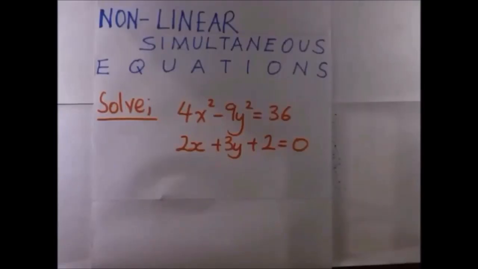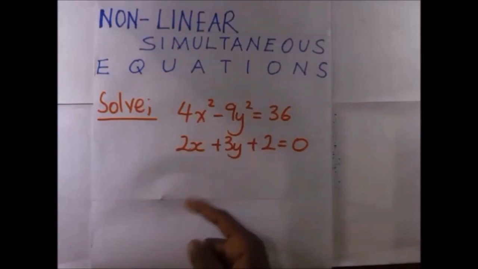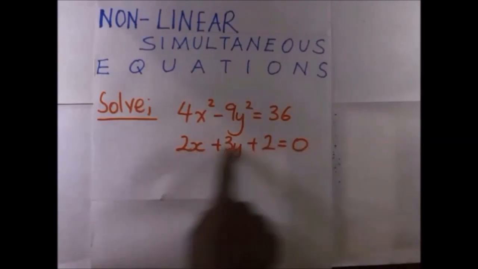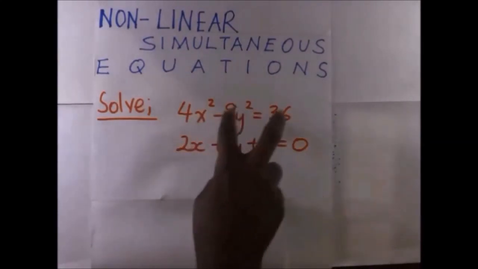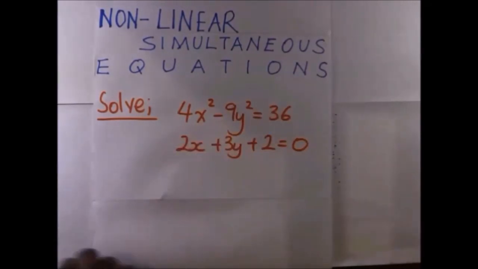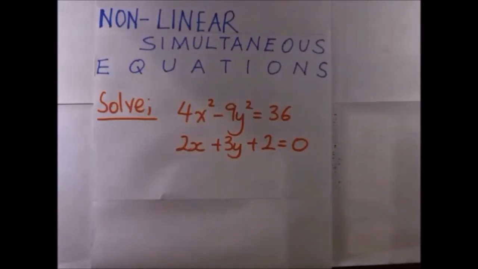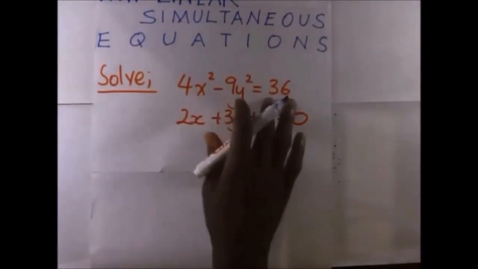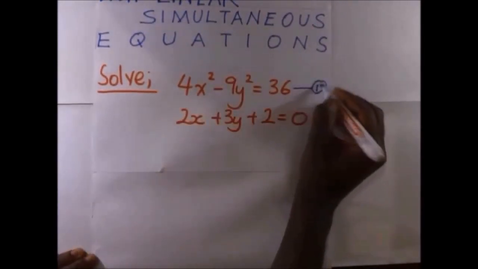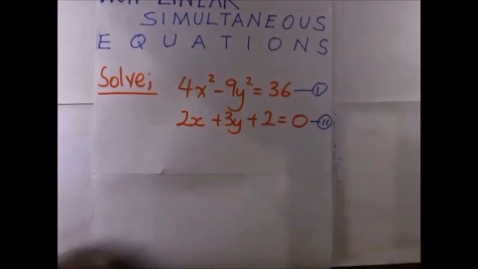Now in nonlinear simultaneous equations, here we deal with pairs of simultaneous equations with at least one being nonlinear. If you look at this pair, this is a linear equation, this is a nonlinear equation. So this is what we mean by nonlinear simultaneous equations. So how do we solve for that? We will call this our equation 1 and we will call that our second equation.